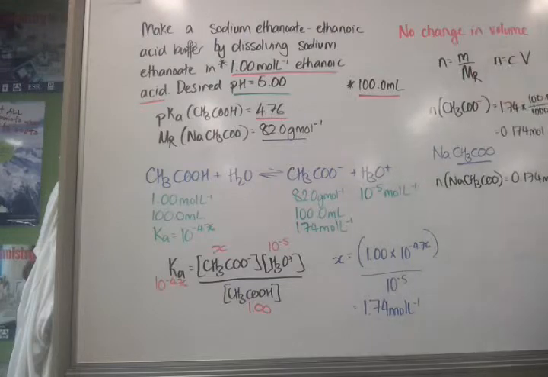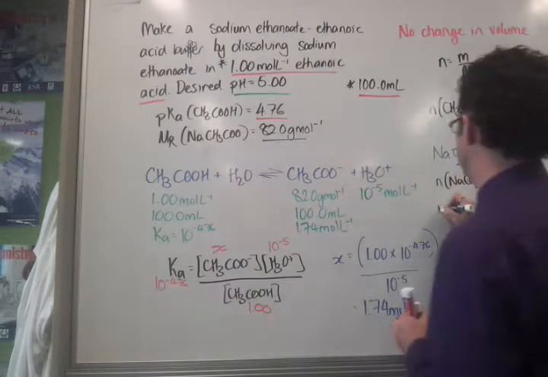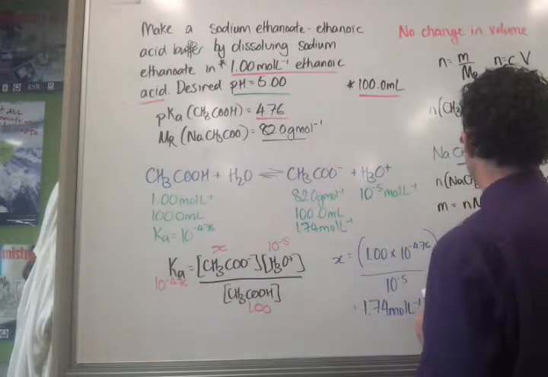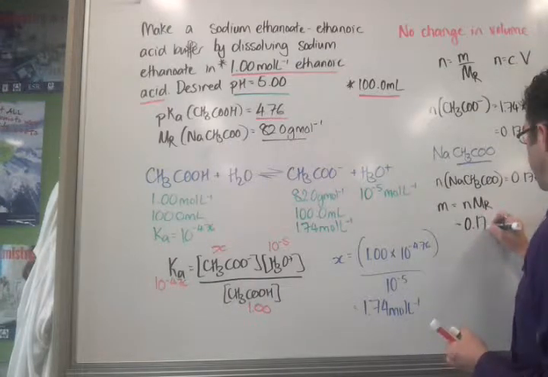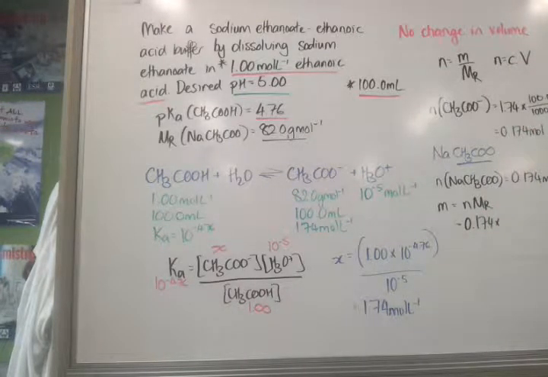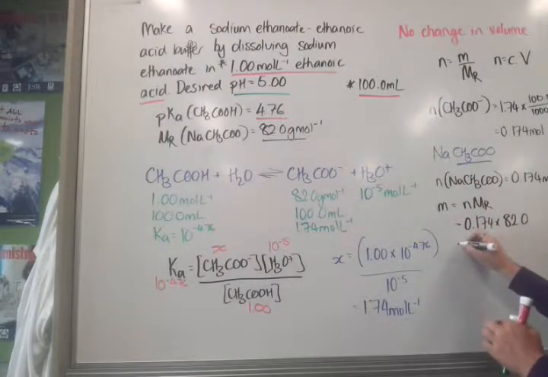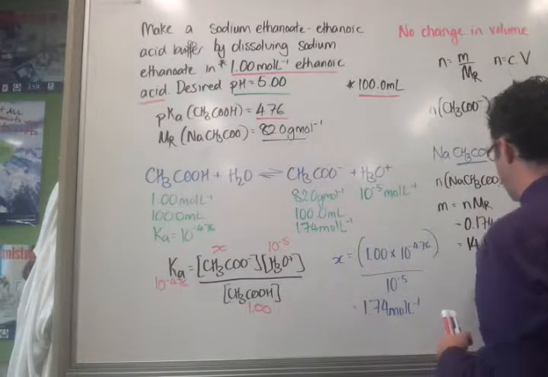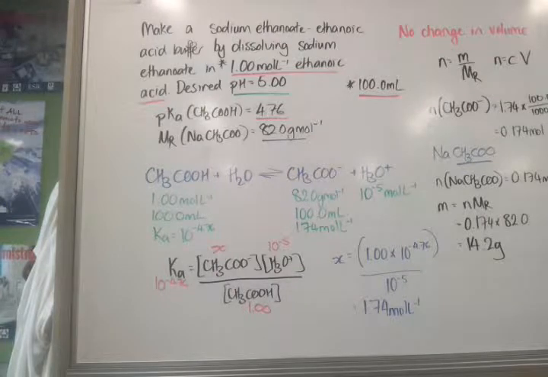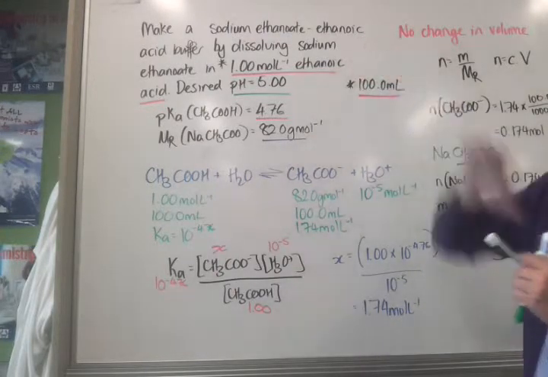Then I can go back up here and rearrange this, where mass is equal to the number of moles times the molar mass. And we're given the molar mass as 82. So we just go 0.174. Actually, ideally the number wouldn't have been rounded off yet, so 0.173780 keeps going from there, times 82.0. And we get 14.24, so 14.2 grams. So you have to put quite a lot in there, just into 100 mils to make this buffer, because the concentration of ethanoic acid is so high.